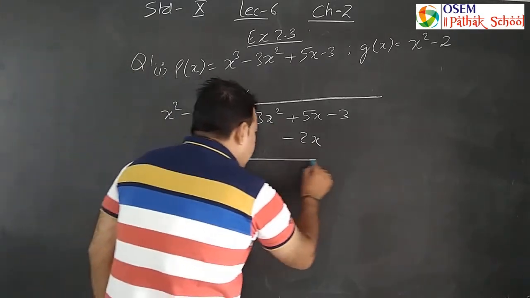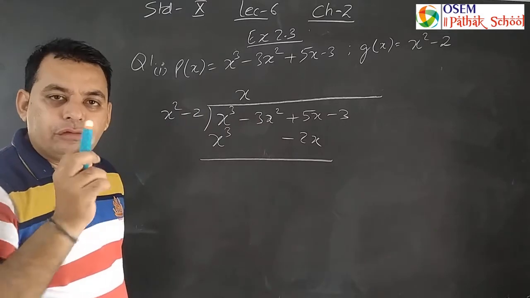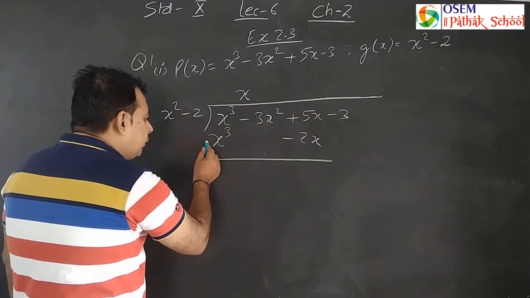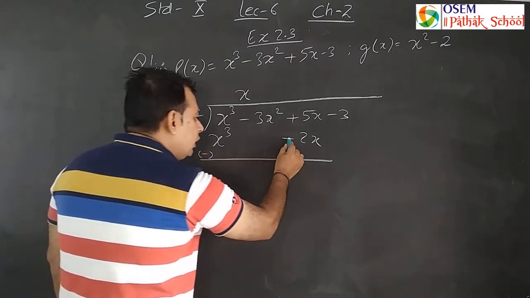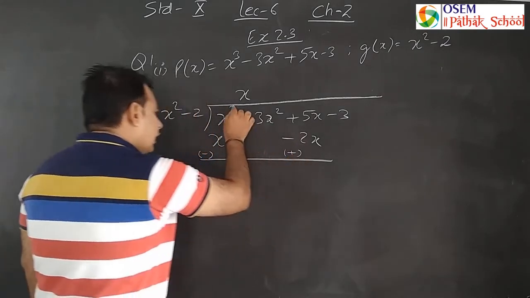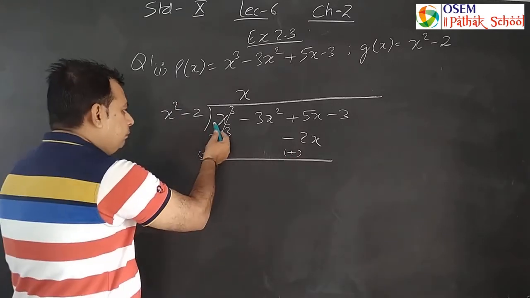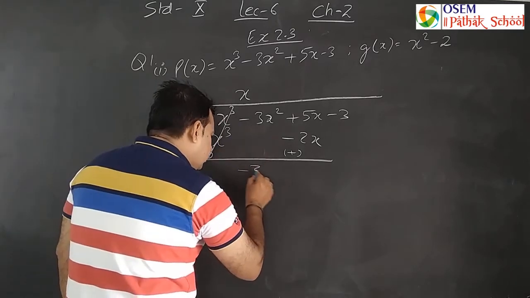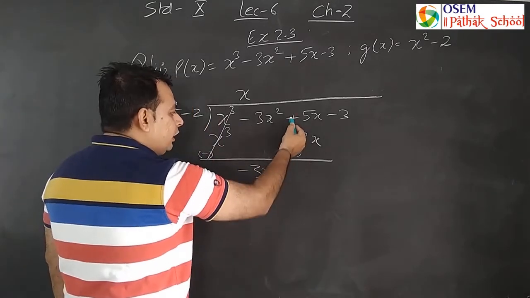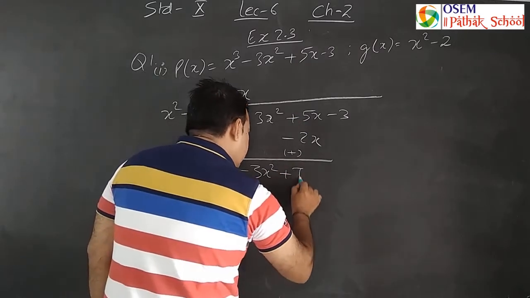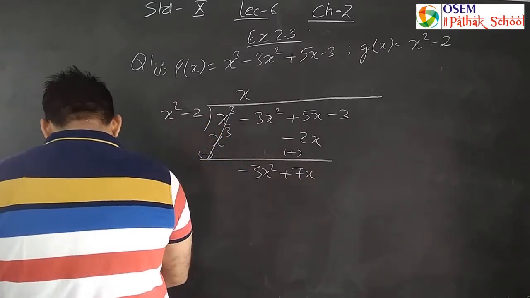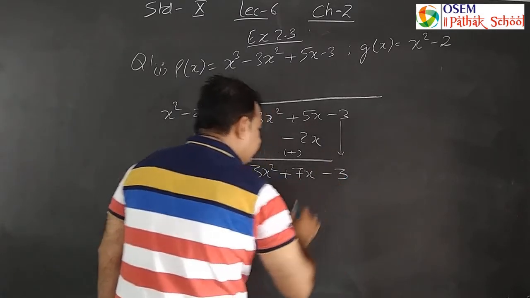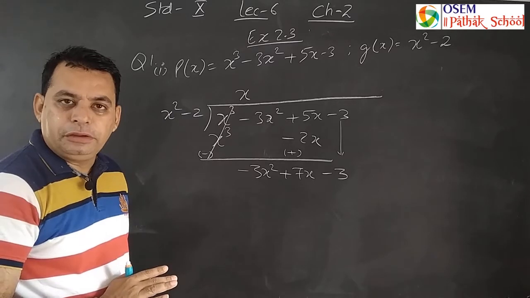Now, compulsorily we will change the sign because it is a subtraction, and subtraction gets a sign change. So what I have done here: plus becomes minus, and minus becomes plus. I have cancelled: plus x cube and minus x cube cancel. I am carrying down minus 3x square. 5 plus 2 is 7x. And I am carrying down minus 3. Hope you have understood this topic.